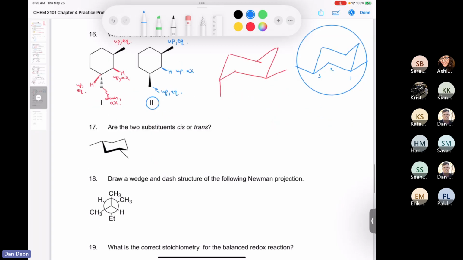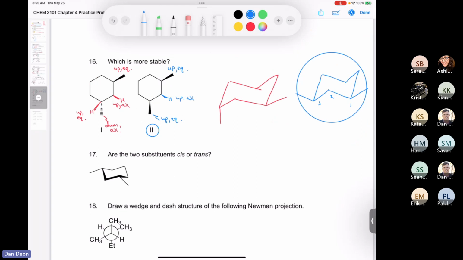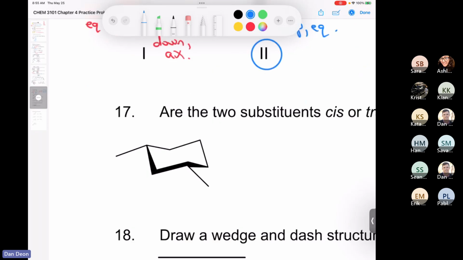All right. Question number 17 is one I would expect everybody to get correct. Are the two substituents cis or trans? Could anybody answer this one for me? Are they on the same face of the molecule or opposite faces of the molecule? Are they cis or trans? Two methyl groups. So let's think about this.